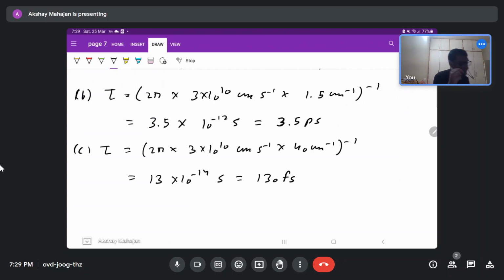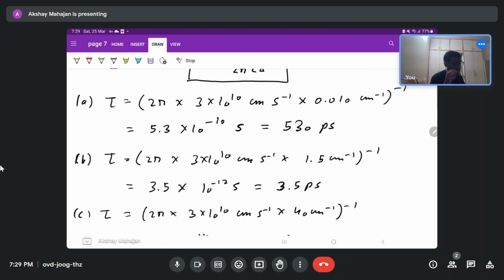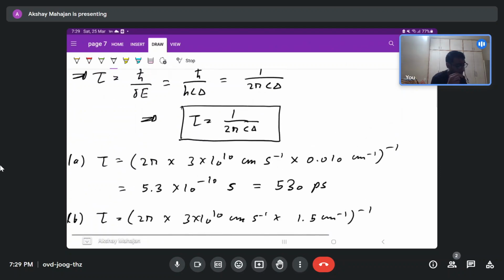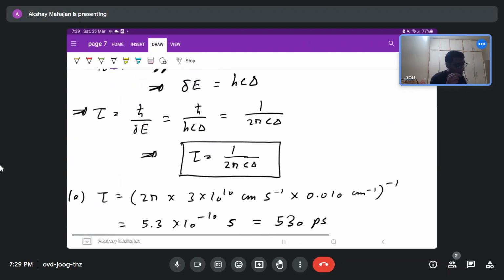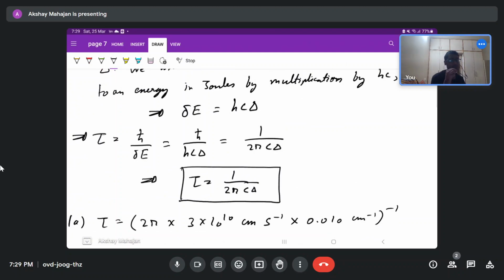Here also, one thing you can see is that the uncertainty del E is given by hc times delta, so del E depends on your wave number.